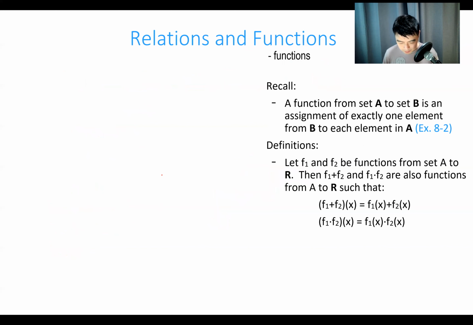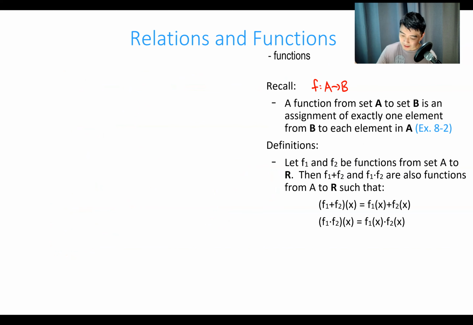But now let's move forward and recall our definition of functions. If you remember our definition from last time, we said a function from set A to set B, and the way that we denoted it was something like this. A function from set A to set B is an assignment of exactly one element, a unique element, from B to each element in A. Another way to say that is every input, every A, has exactly one B.